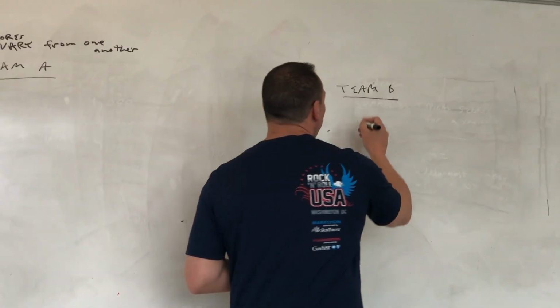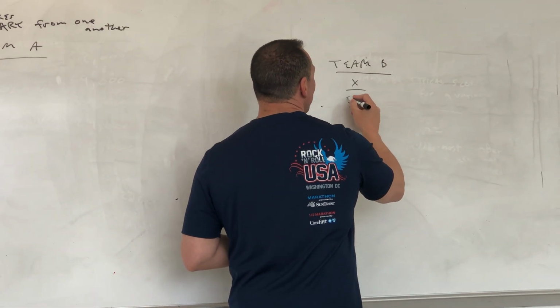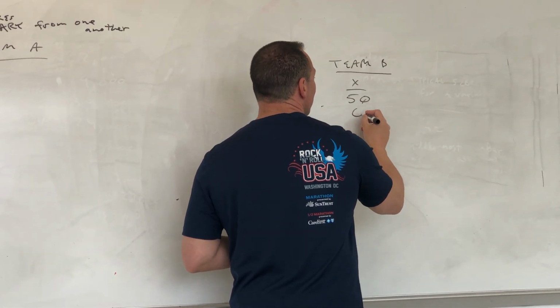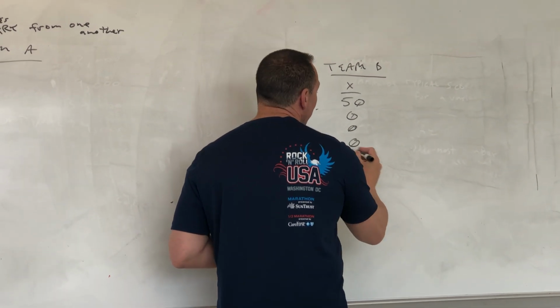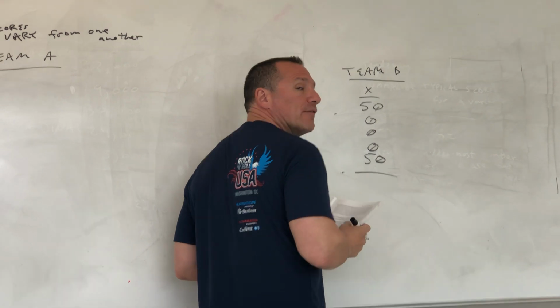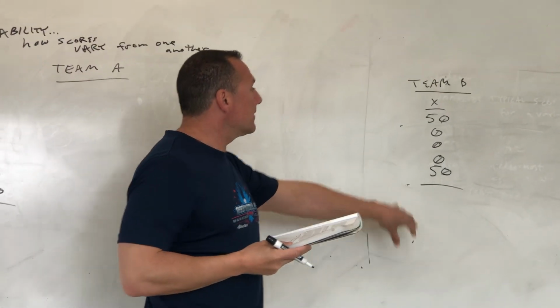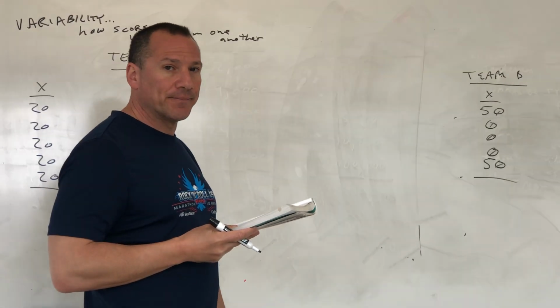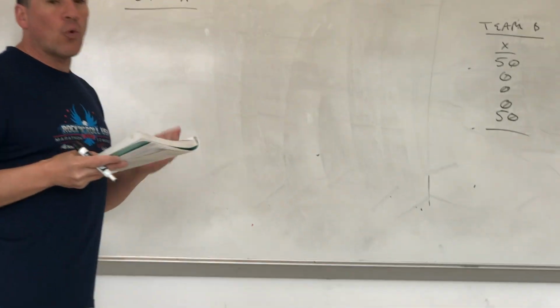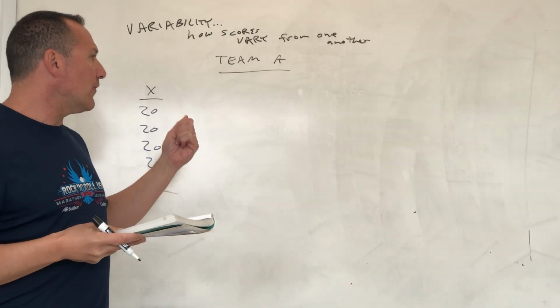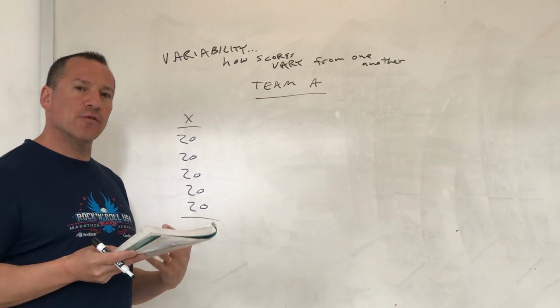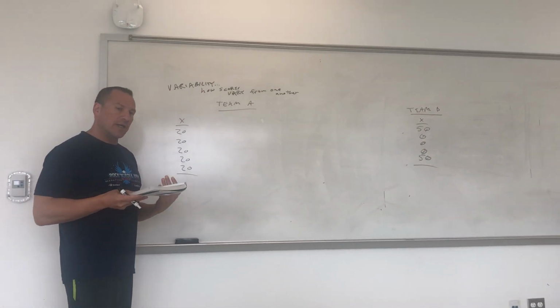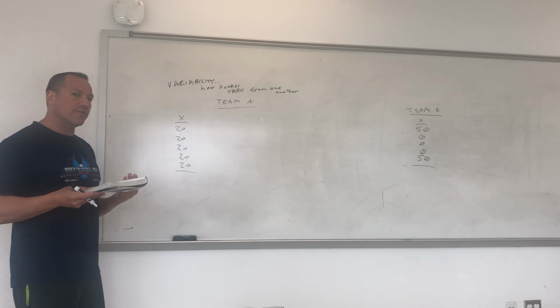On team B, the first guy scored 50 points. These three guys got nothing. And then this last guy got 50 points. So that team also got 100 points in total. So while it was a tie game, if you look at the scores, you can already get a sense that you're looking at two very different teams. Right, and you know that based on patterns of variability.